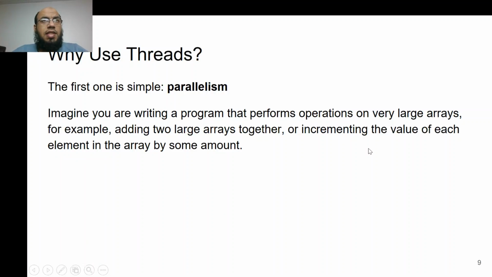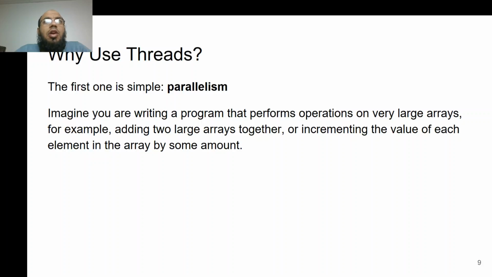So why do you use threads? I sort of said that. The first reason is that you want parallelism in the process itself. This is an example. You're writing a program that performs operations on very large arrays, for example, adding two large arrays together or incrementing the value of each element in the array by some amount. An array is a data structure basically. I hope you remember it from your data structures course, and if not, please look it up on Wikipedia. And you're basically adding values to each array element.